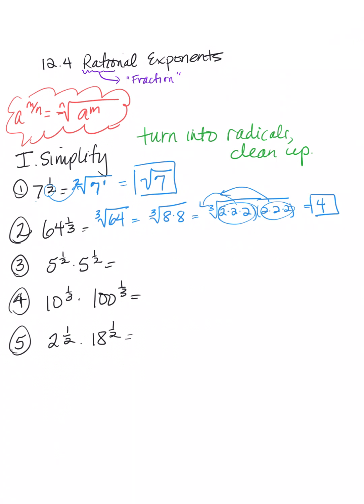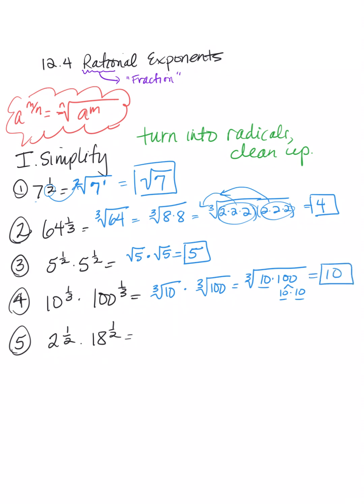Number 3, it says 5 to the 1/2 power. Well, that's the square root of 5 times the square root of 5, which hopefully you know the patterns by now. It just comes out to be a nice even 5. Look at 4. It's the cube root of 10 times the cube root, 1/3 power, of 100. Now, if we simplify this, we get the cube root of 10 times 100, but isn't 100 10 times 10? So there's 3 10s in there, so I can simplify that to just a simple 10.